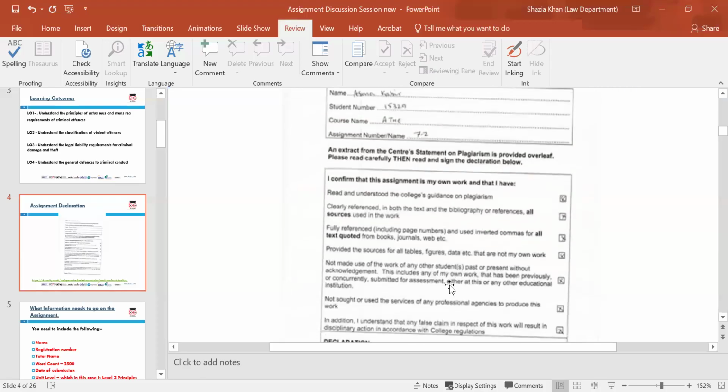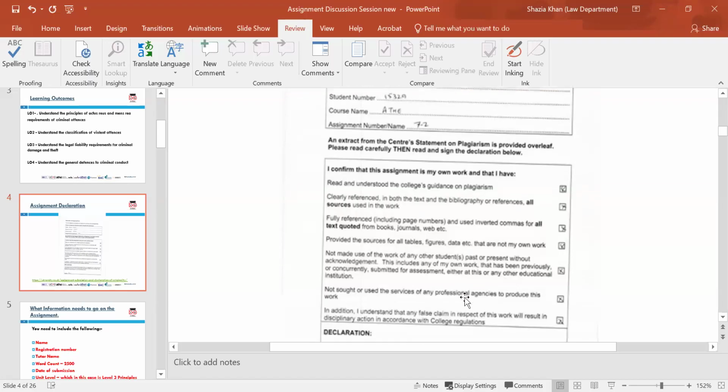So this is to confirm that you have read the centre's policy on plagiarism and guidance on plagiarism, and you have not copied any of the work. You have ticked that you clearly referenced in both the text and the bibliography or references all sources used in the work. You need to make sure you are referencing using the Harvard system of referencing. You have fully referenced and used inverted commas for all text quoted from books, journals or websites, provided the sources of tables or figures that are not your own work, and not made use of any other student's work, which is collusion or any copying, okay?